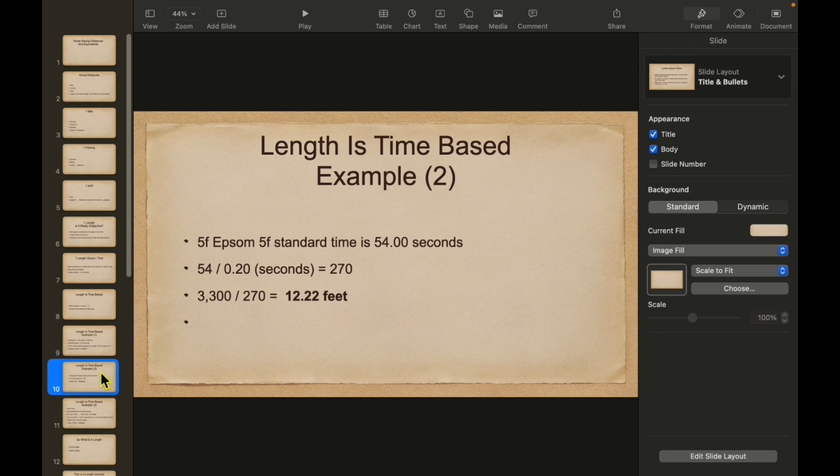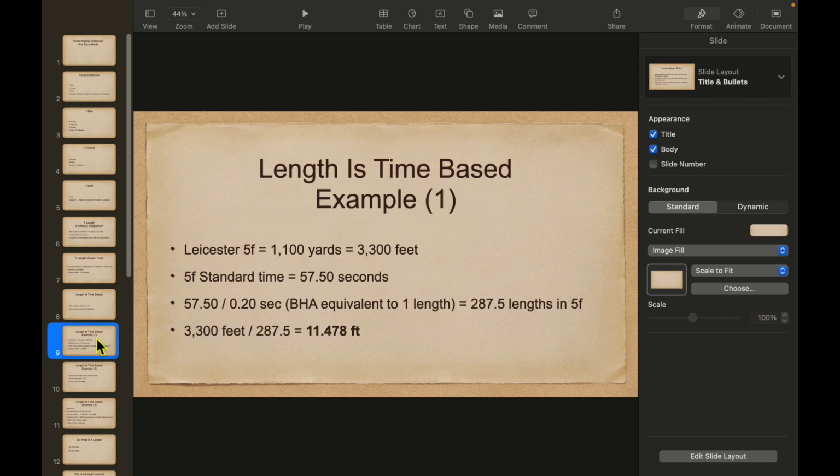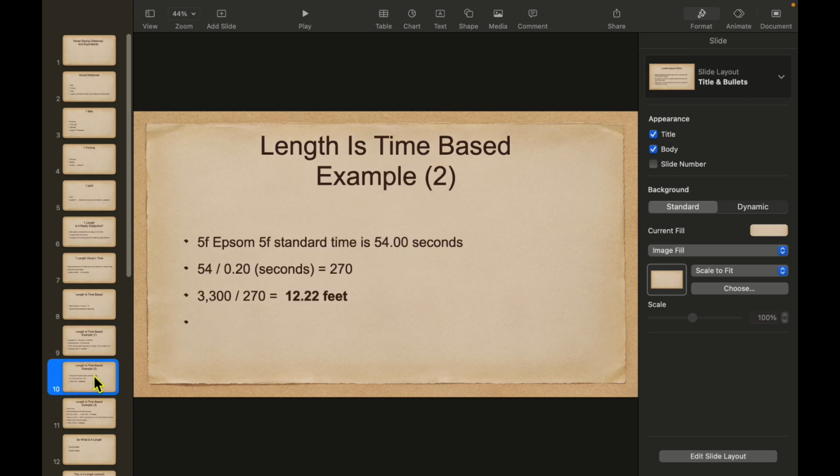Example 2. At Epsom, 5 furlongs, the standard time is 54 seconds. Divide 54 by 0.2 seconds, which is a length according to the BHA, and that gives us 270 lengths over 5 furlongs. Divide the 5 furlongs, 3,300 feet, by 270, the lengths, and you will find that a length equals 12.22 feet, which in the previous example it was 11.4, and now it's 12.2. Must be a different horse.